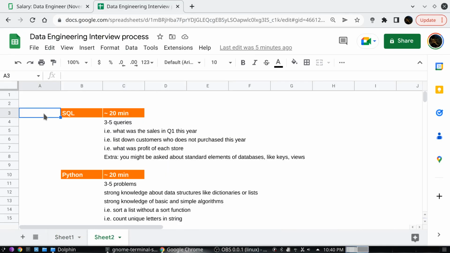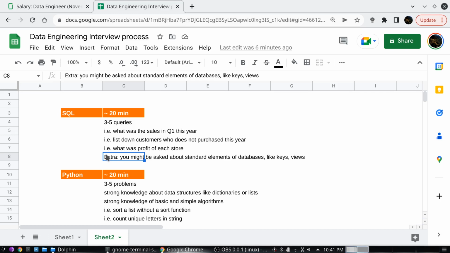When it's about SQL, you will be asked to write 3 to 5 queries, and you will get some database with a dataset inside. It can be an e-commerce company, like in our case. Questions will be something like, what was the sales in Q1? Or you will be asked to list the customers who didn't purchase anything this year, or what was the profit per store. And as an extra, usually you will get extra time, you may be asked about some standard elements of databases, like what's a primary key, what's a view, what's a data mart, or what does normalization of a database mean. Things which you should know anyway once you are learning SQL.